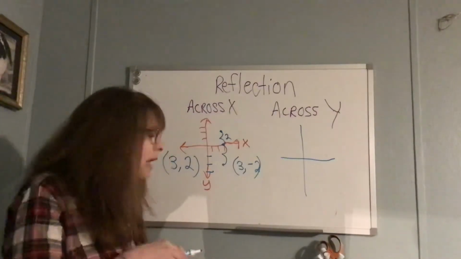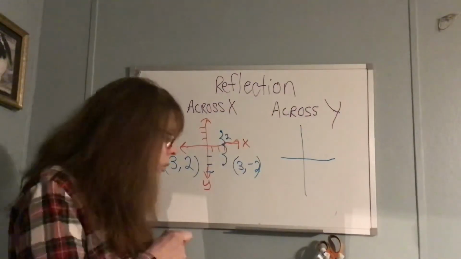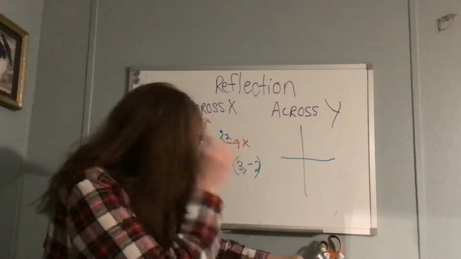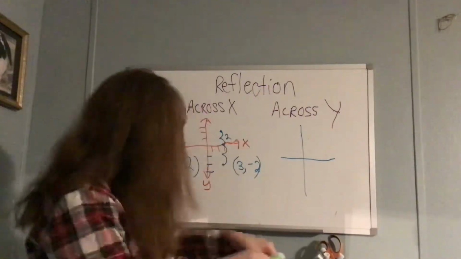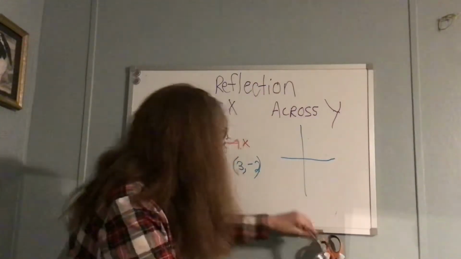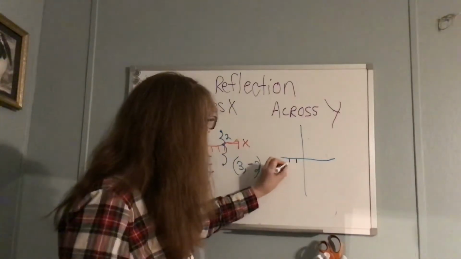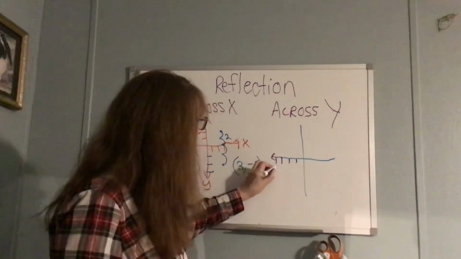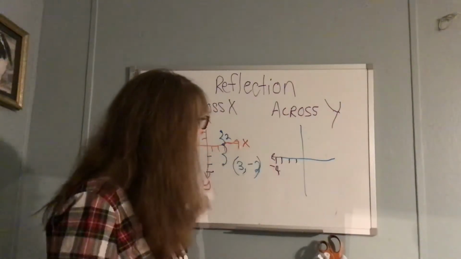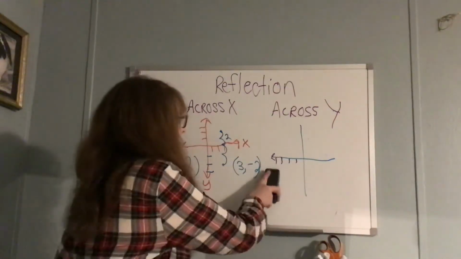Now, let's reflect across the y-axis. All right, so I'm reflecting across the y-axis. Let's use a purple one here. Now, let's do it on the negative side, and we're going to do negative 4. Let's put in negative 4 up here.